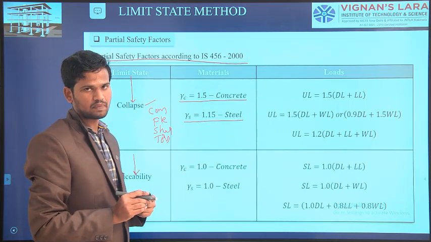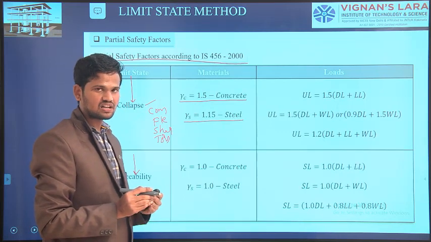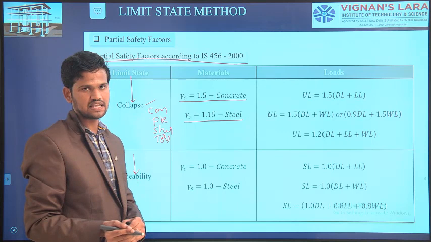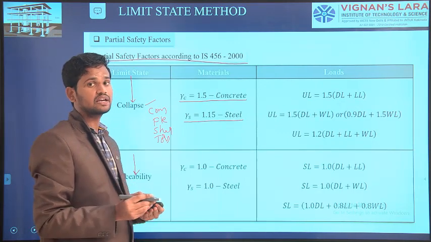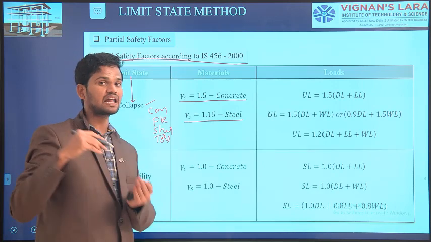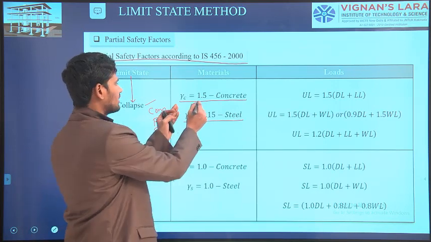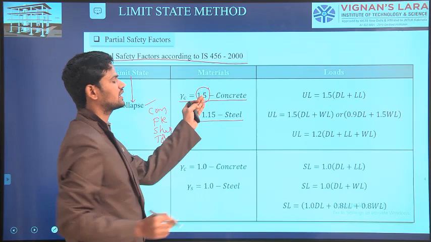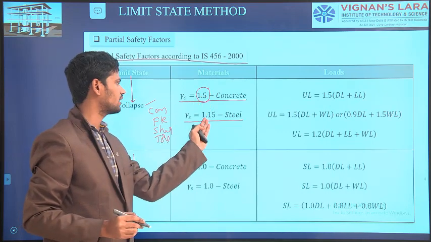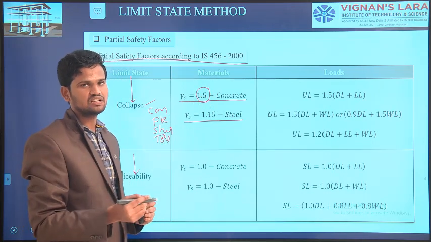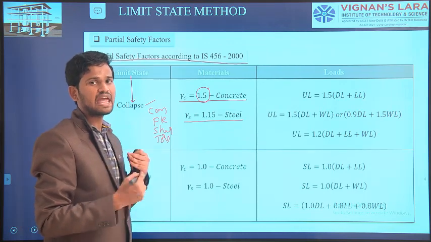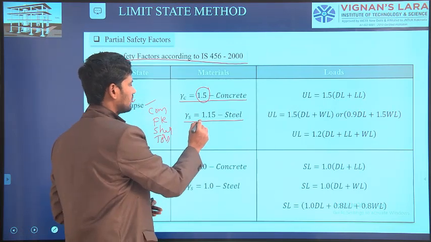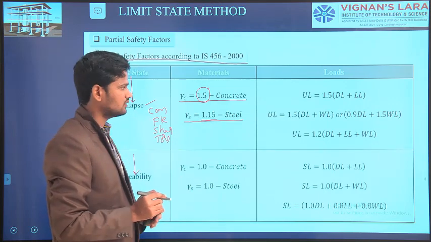For concrete we are taking the more partial safety factor. Why? Because concrete is made at the site itself in an uncontrolled manner. Hence concrete does not give the accurate strength after construction of the structure. Hence the partial safety factor for concrete is more compared to steel, whereas in the steel manufacturing industry they manufacture steel in a very accurate manner. Hence we are reducing the factor of safety for steel.